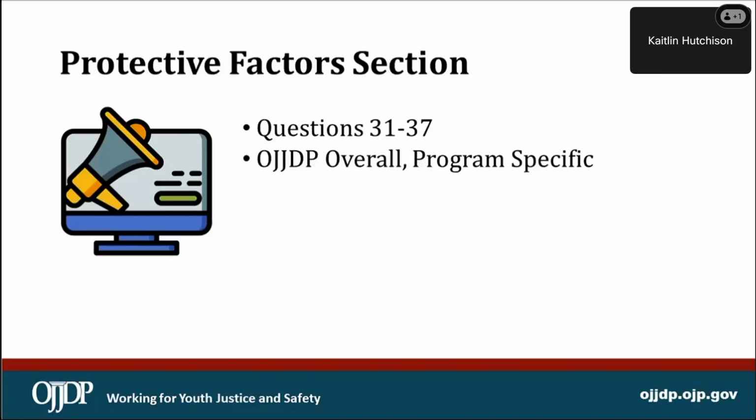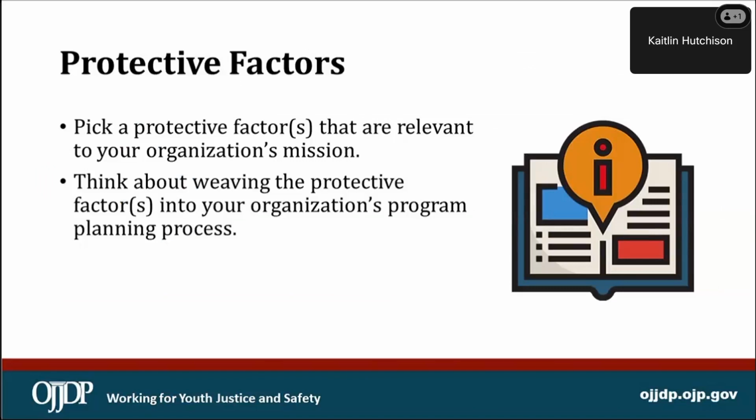Moving forward to protective factors, you'll notice that questions 31 through 37 make up protective factors. You'll notice also that these are OJJDP overall measures and program-specific measures. When looking at protective factors, we suggest that you pick a protective factor or factors that are relevant to your organization's mission. You're going to want to think about weaving that factor or factors into your organization's program planning process.